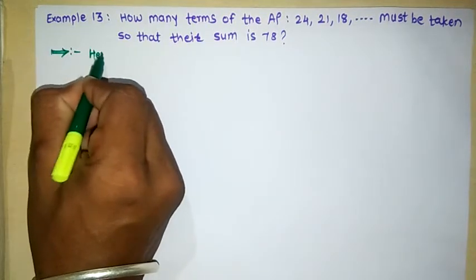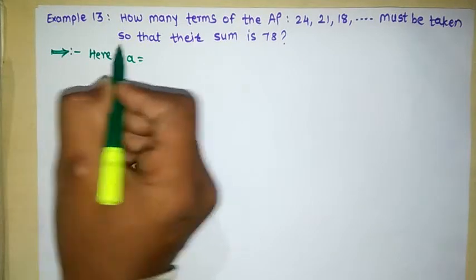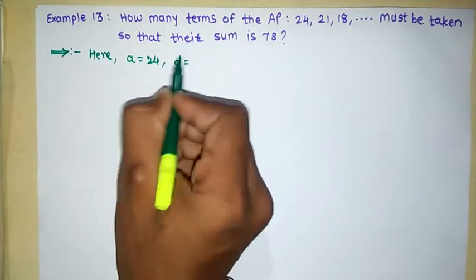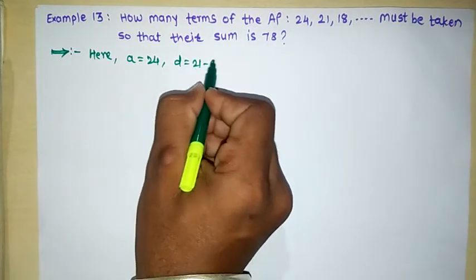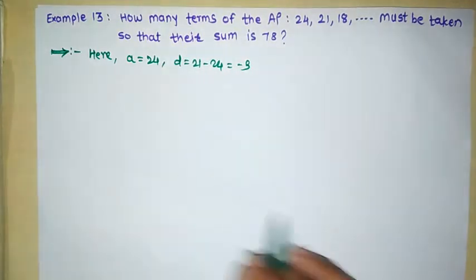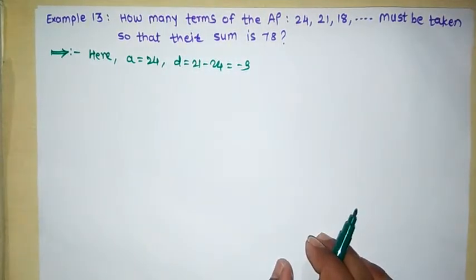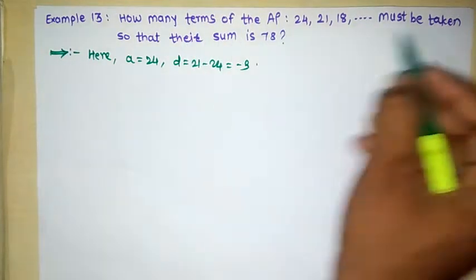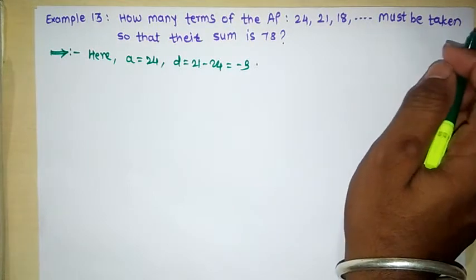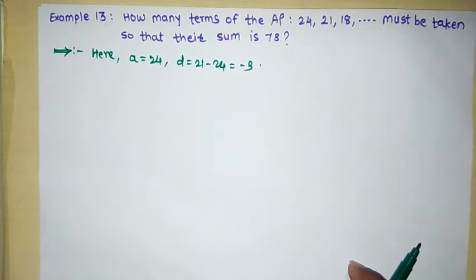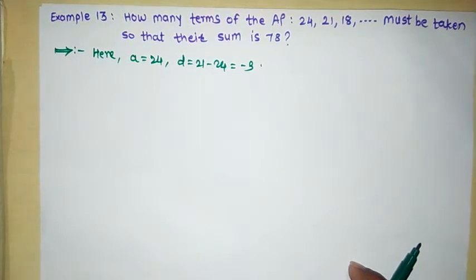Here A is equal to how much? That is, the first term is equal to 24 and D is equal to 21 minus 24, which is equal to minus 3. Here the common difference is minus 3. And what is given here? Okay, this much is given. Now we have to find how many terms must be taken so that their sum is 78. That we have to find here.